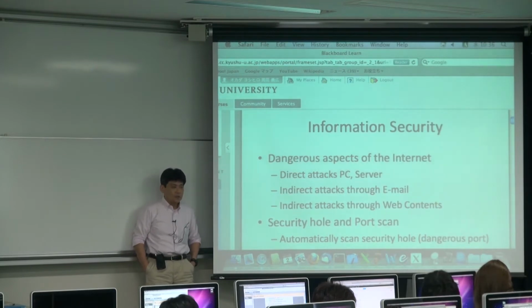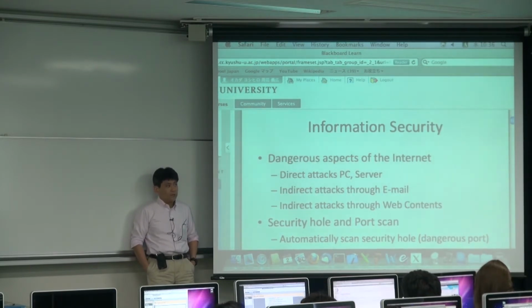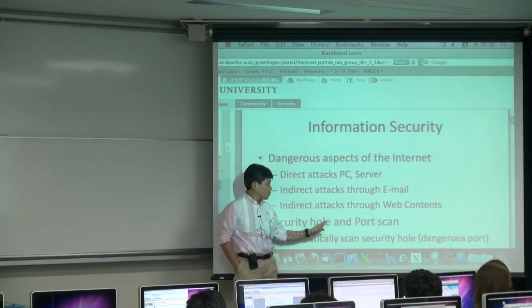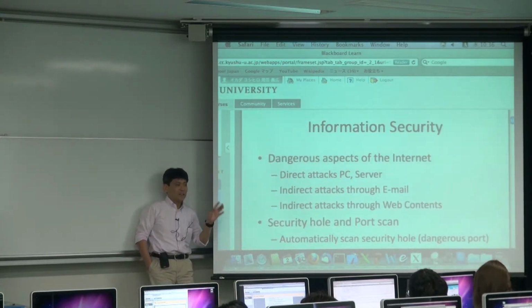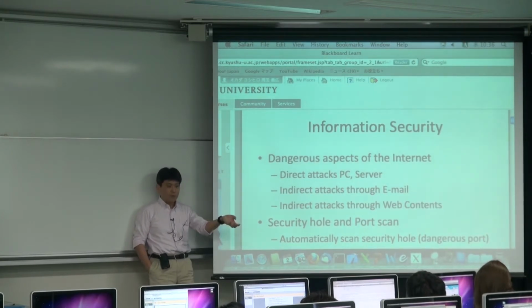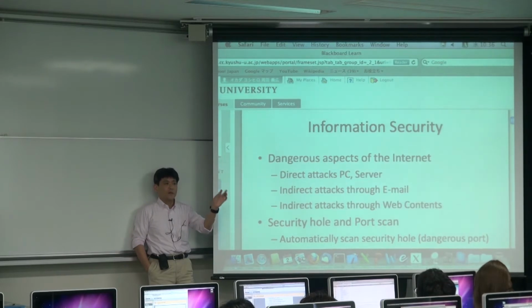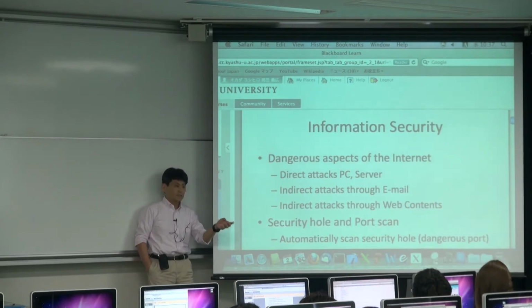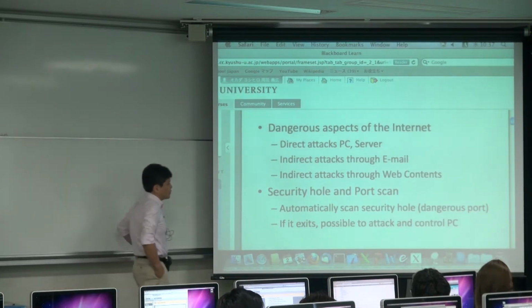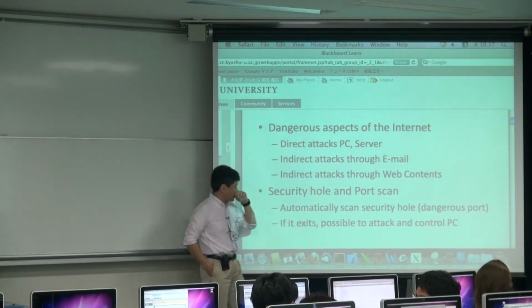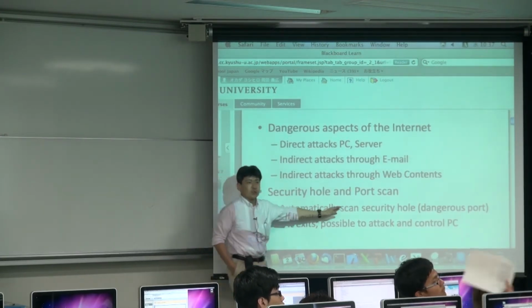And especially, the bad person can access your PC from outside through such security hole ports. I mean that to receive any services, you have to specify the IP address, server address, and the port number. A port number is usually dedicated to individual services. Okay, some ports have a security hole. So there is bad software called port scan. Using such software, you can automatically scan for security holes.